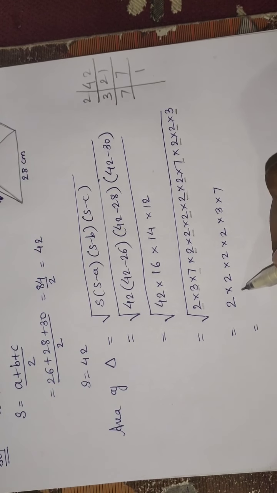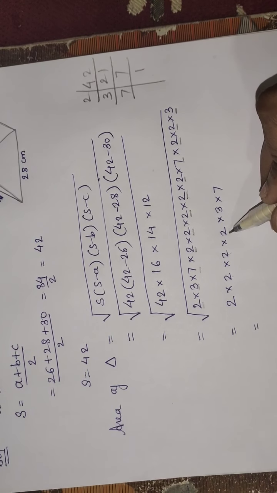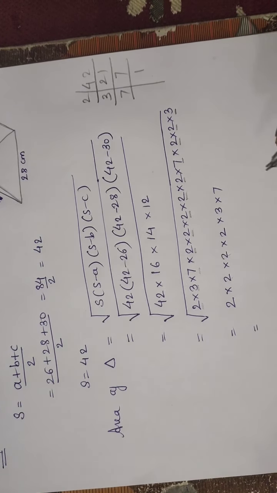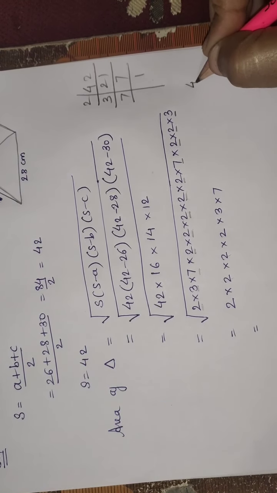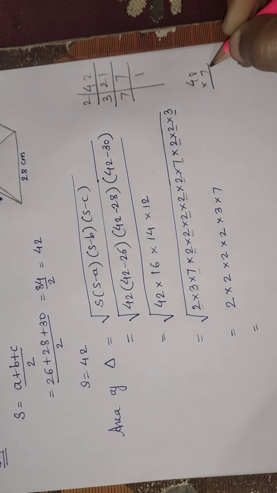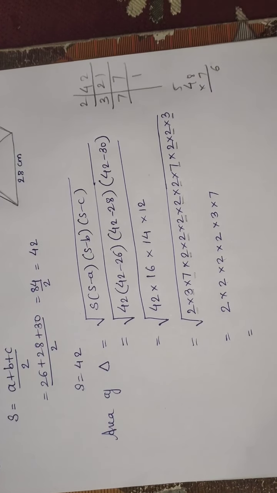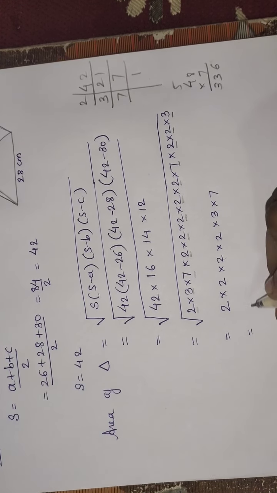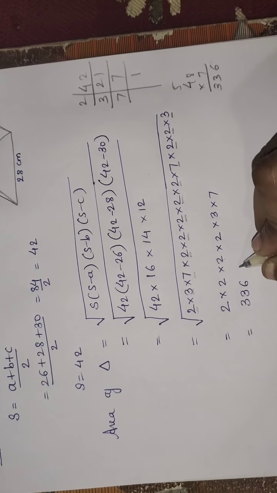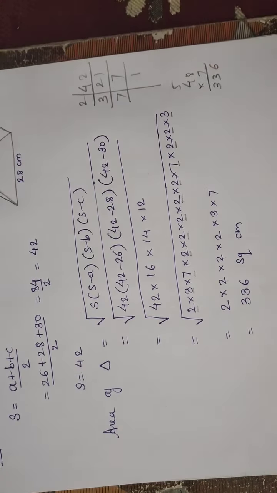Multiply: 2 2s are 4, 4 2s are 8, 8 2s are 16. 16 3s are 48 and then 48 7s. So multiply 48 into 7. 8 7s are 56, 6 carry 5. 7 4s are 28, plus 5 is 33. So 336 square centimeter is the area of the triangle.